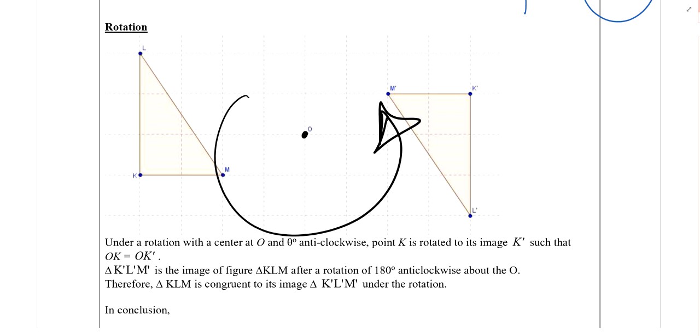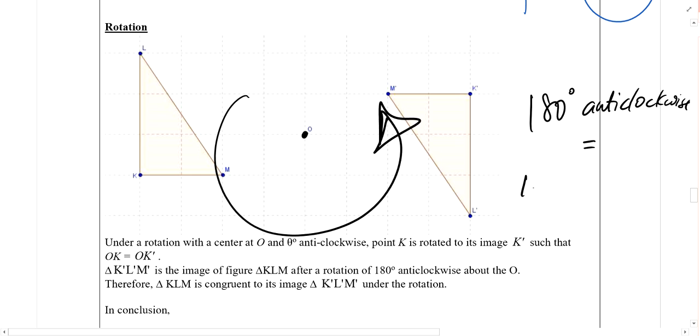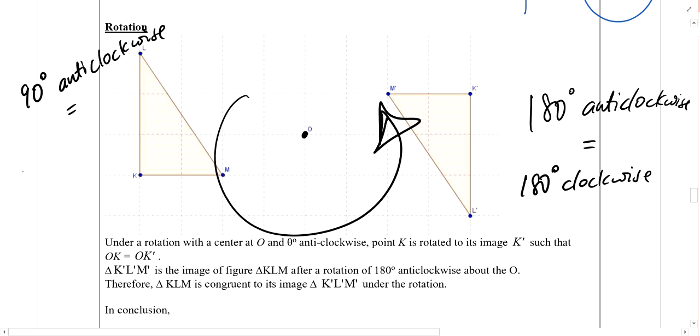So here we have the rotation of 180 degrees anti-clockwise. By the way, 180 degrees anti-clockwise is equal to 180 degrees clockwise, right? They are the same thing. How about 90 degrees anti-clockwise? It equals 270 degrees clockwise. You must know how to change from one to the other. That's not the point of this question.